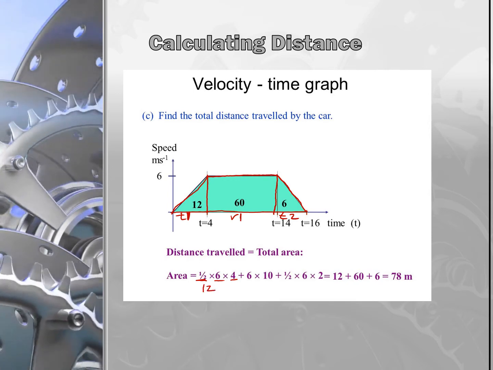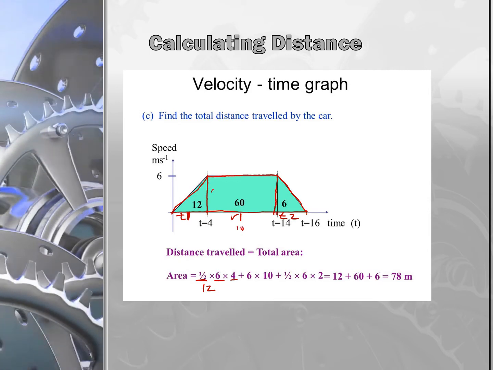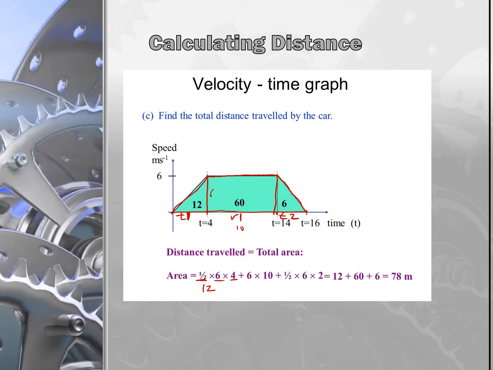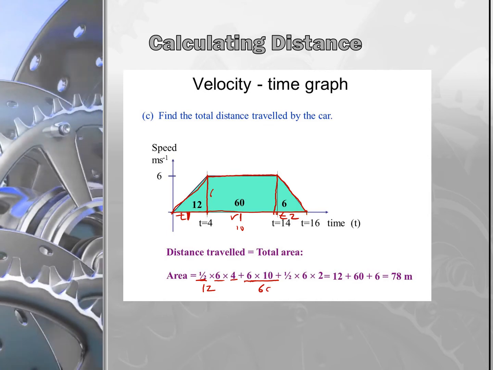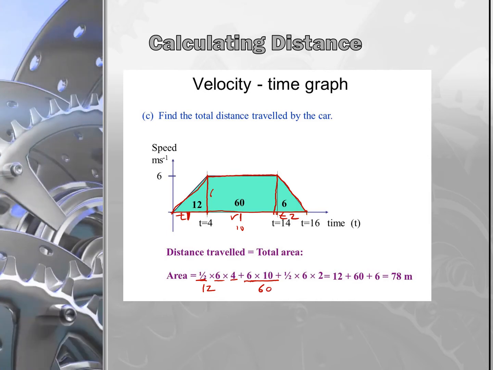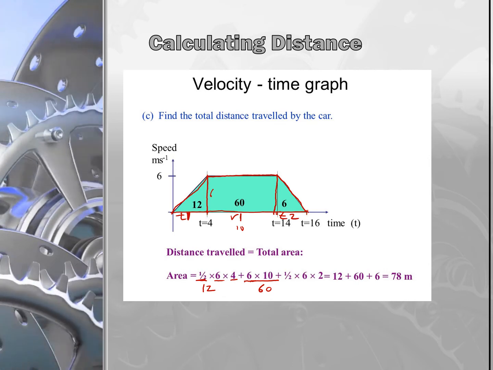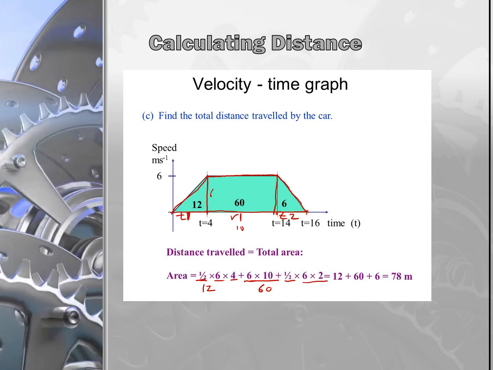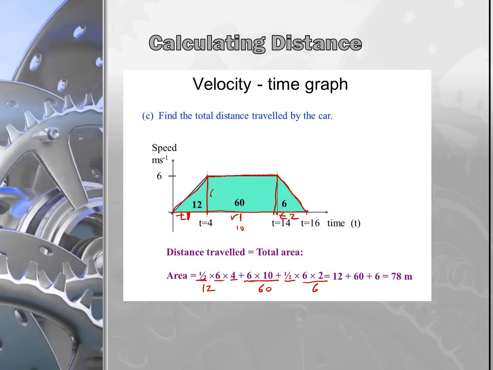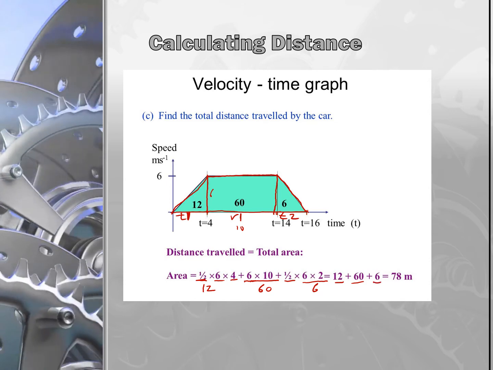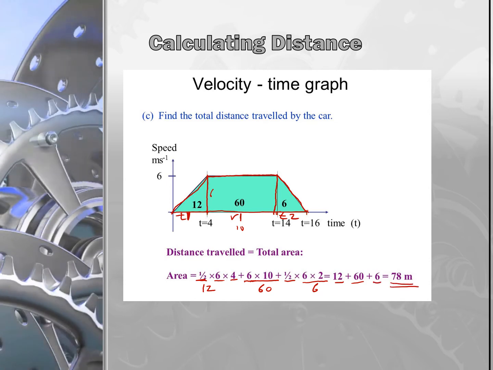The rectangle, we can see it goes from 4 to 14, so that's 10, and 6 on that side. So we're adding that on. 6 times 10 is going to be 60. And this triangle is going from 14 to 16, so that's 2. Height of 6 again, so it's a half 6 times 2, so that's going to give us 6. And if we add 12, 60 and 6, we get an answer of 78 meters.